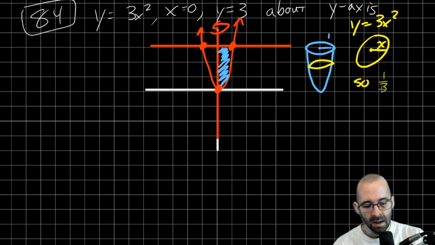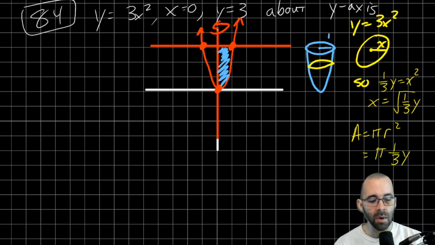So 1/3 y equals x squared. X is plus or minus. We'll just worry about the pluses right now. 1/3 y. And again, we don't really care about x that much. We care about x squared. Area is pi times the radius squared, where the radius is x. So it's just pi times 1/3 y, or pi over 3 y, is that area.